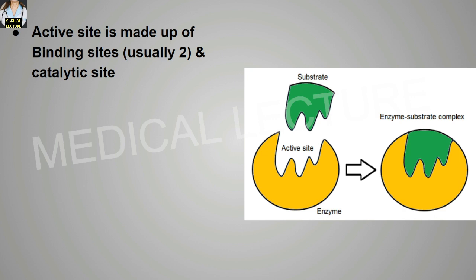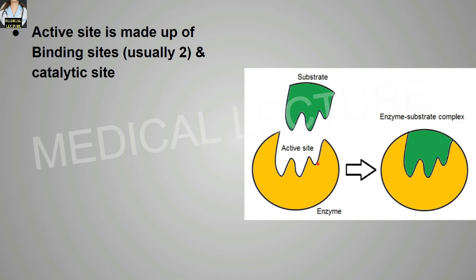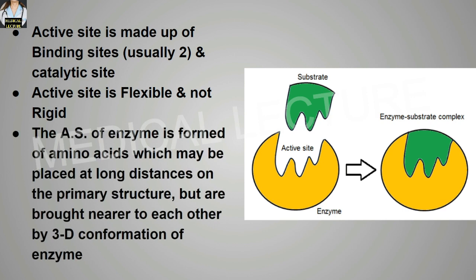The active site of enzymes is made up of mainly two sites, that is the binding site, usually two in number, and the catalytic site. As you can see over here, this yellow thing is the enzyme, and this is the active site of the enzyme, which has two sites, the binding site and the catalytic site. The active site is flexible and not rigid. The active site of an enzyme is formed of amino acids which may be placed at long distances on the primary structure but are brought nearer to each other by the three-dimensional conformation of the enzyme.